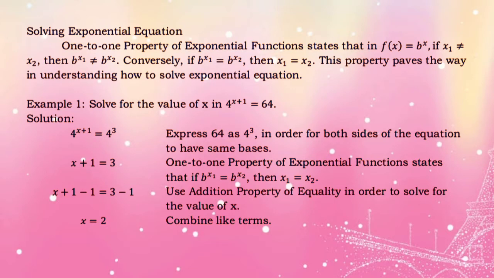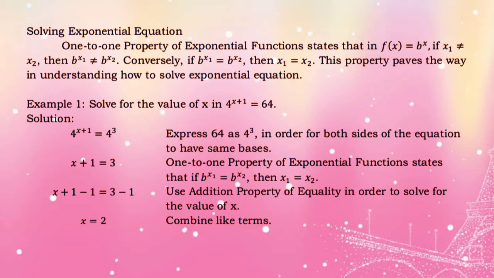The one-to-one property of exponential functions states that in f of x equals b raised to x, if x sub 1 is not equal to x sub 2, then b raised to x sub 1 is not equal to b raised to x sub 2. Conversely, if b raised to x sub 1 is equal to b raised to x sub 2, then x sub 1 is equal to x sub 2. This property paves the way in understanding how to solve exponential equation. Example number 1. Solve for the value of x in 4 raised to x plus 1 equals 64.